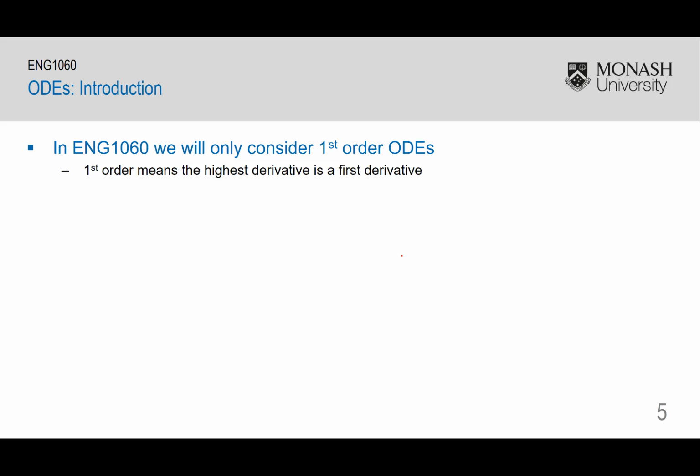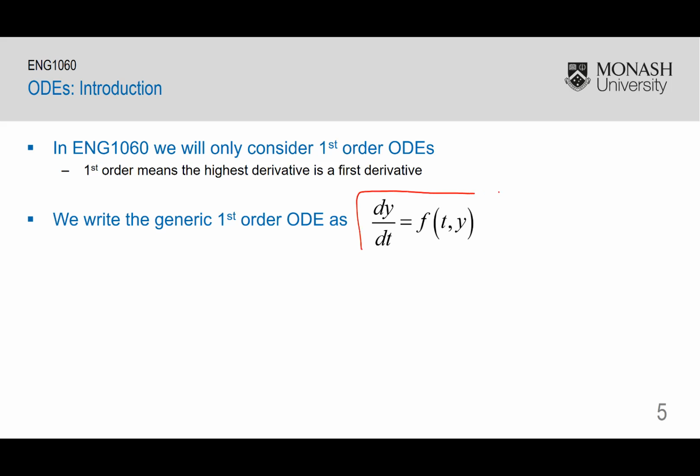In this unit, we're only going to consider first order ODEs. When I say first order in this sense, it means that the highest derivative is the first derivative. We're not going to worry about anything where there's second derivatives or third or fourth order derivatives. What we're going to do is write the generic first order equation as dy/dt is equal to some function of t and y. So we can write any first order ODE like this. Let's be really clear as to what this equation here actually represents.